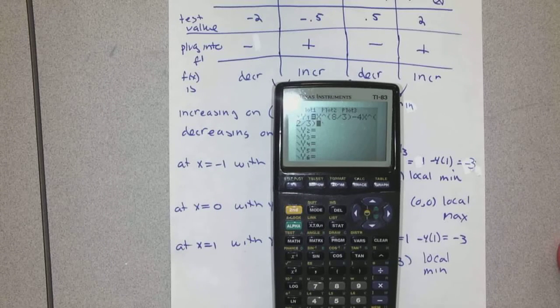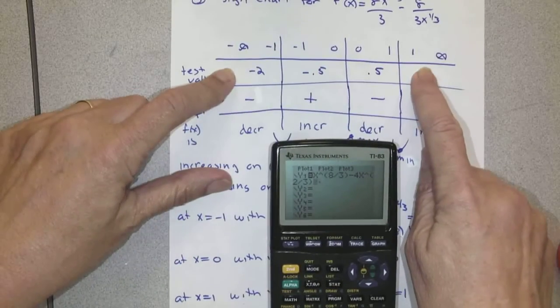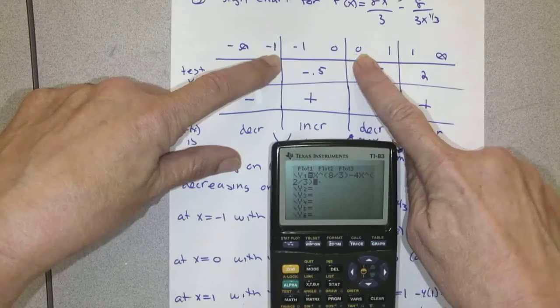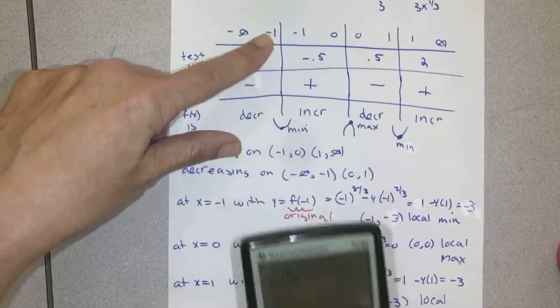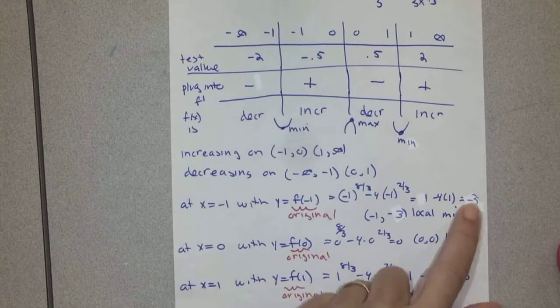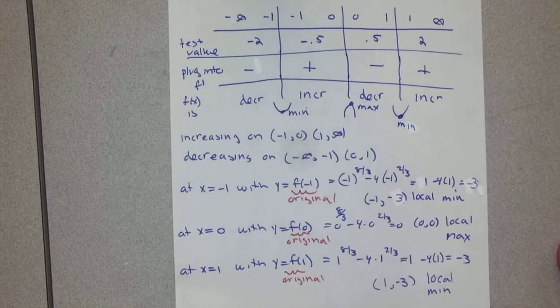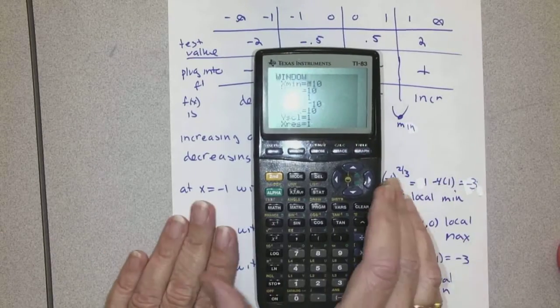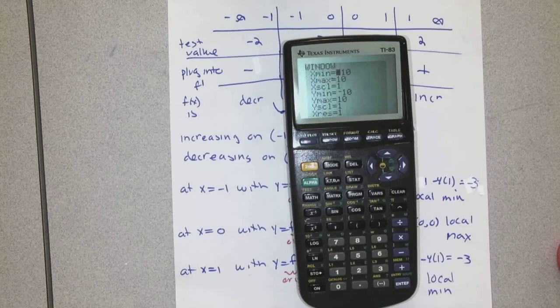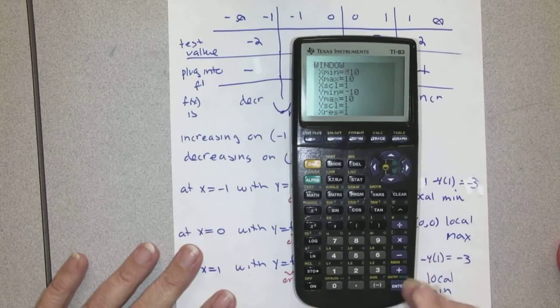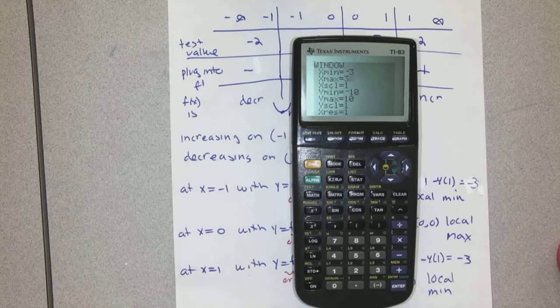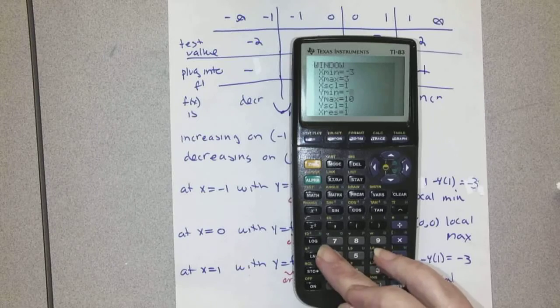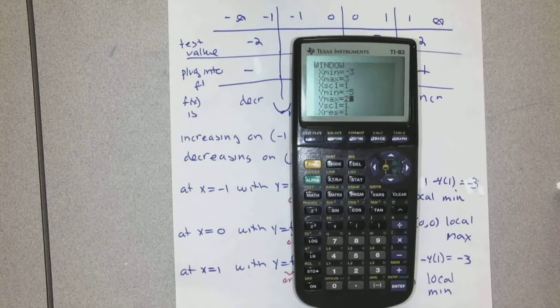Yes, you can hit Zoom 6, but all the important numbers are here. The important x values were negative 1, 0, and 1. Those were the only important x values. The important y values were 0 and negative 3. So concentrate on the important numbers. There's no point in going from negative 10 to 10 because the important x values were negative 1 to 1. So I'm just going to go a little bit further, negative 3 to 3, counting by ones. The important y values were negative 3 to 0, so I'm going to go maybe negative 5 to 2.